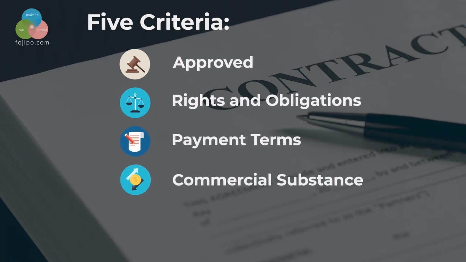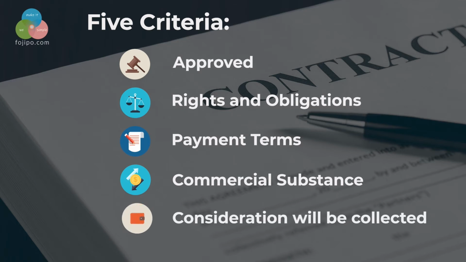In assessing whether a contract has commercial substance, it is important to assess any termination provisions. Specifically, if either party to the contract has a unilateral enforceable right to terminate a wholly unperformed contract without compensating the other party, then in such a case, the contract does not exist at all. The consideration agreed in the contract will be collected. Here, you only need to consider the customer's ability and intention to pay amounts when they become due.